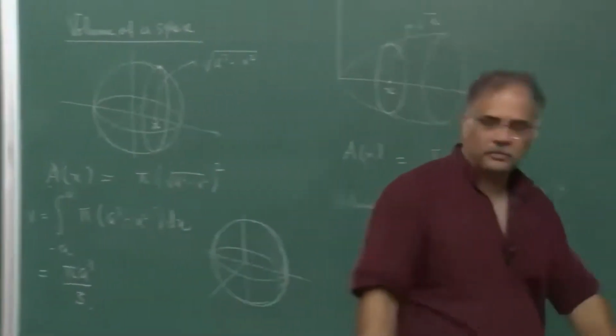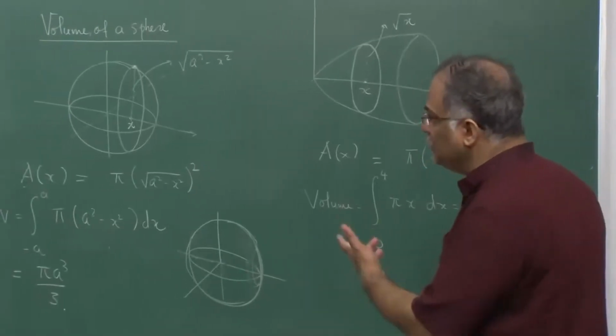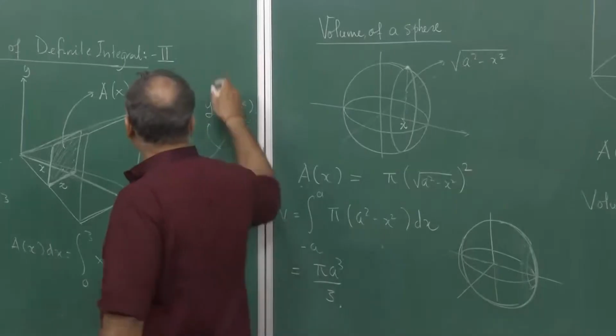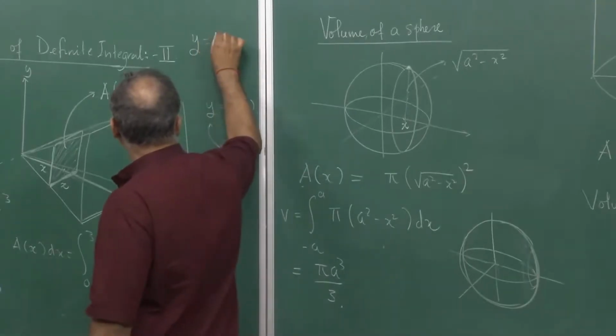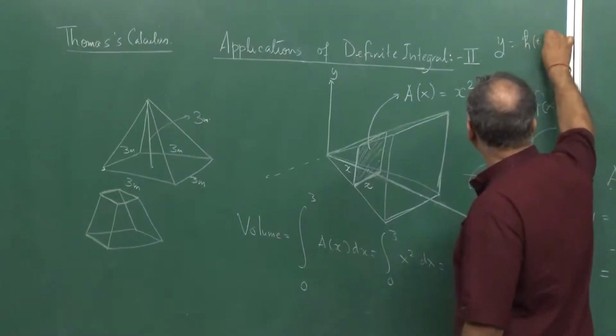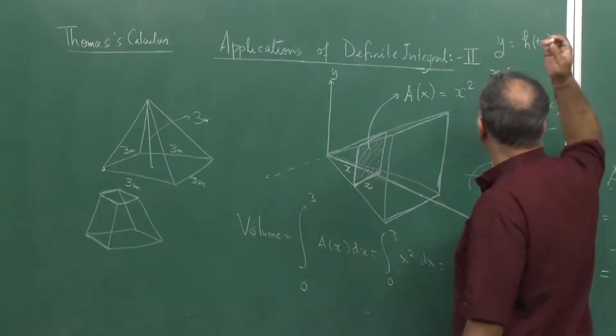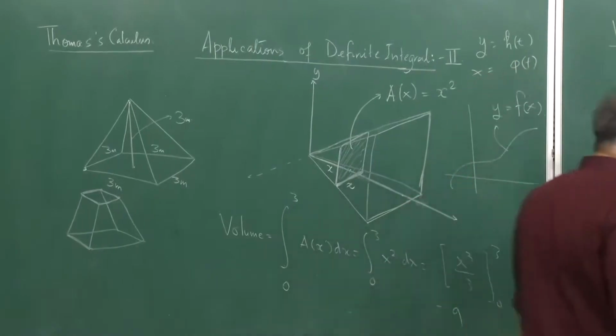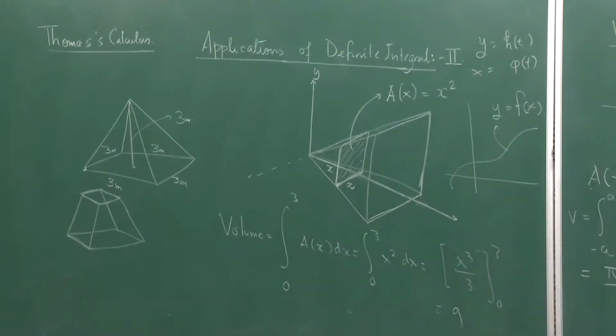But many times it is useful, for example, to introduce a third variable t and express y as some h of t and x as some phi of t. Then we call this a parametric representation of a curve, with respect to t. So, let me now look into finding the lengths of curves which have a parametric representation.